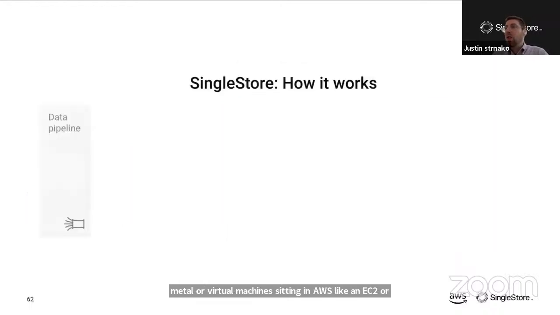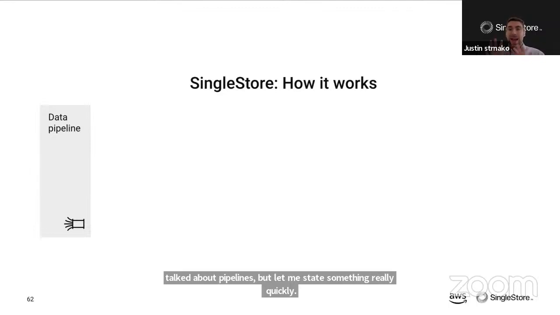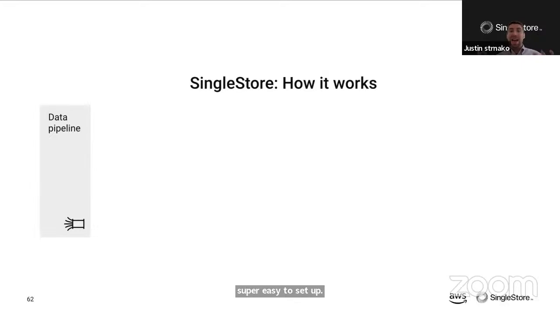Now, with that being said, let's talk a little bit about how it works going through the architectural side. We've talked about pipelines, but let me state something really quickly. Super easy to set up. And I'll give you a great example. I have data sitting in an S3 bucket. Okay, so I've loaded all that data in. I need to get that data from the S3 bucket all the way into SingleStore.